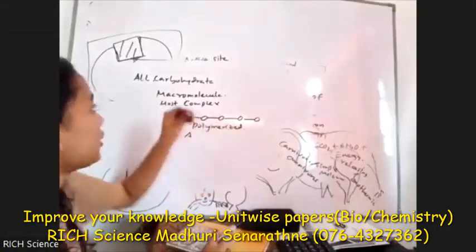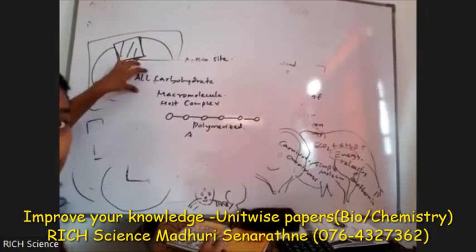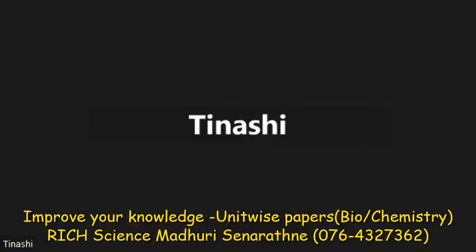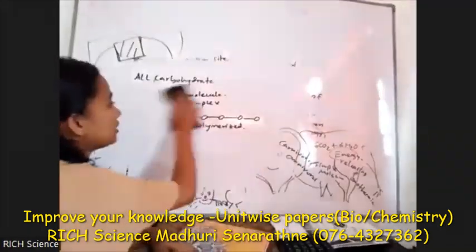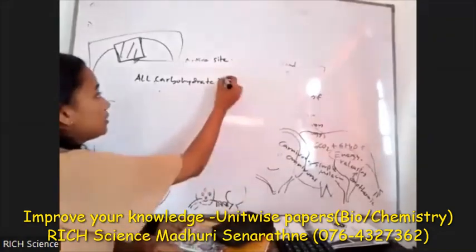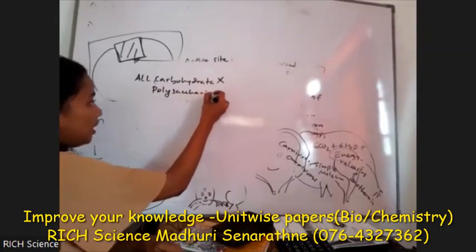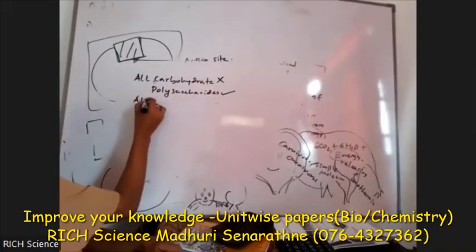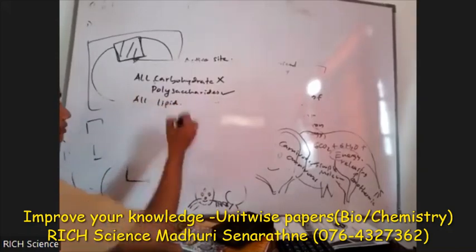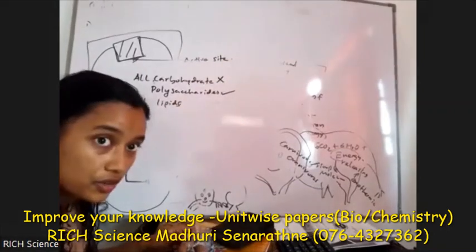So now, can you tell me what are the polymers of carbohydrates? Polysaccharides, yes. All carbohydrates are not considered as polymers, but polysaccharides are considered as polymers. And lipids, all lipids. All lipids considered as polysaccharides. Correct or no?